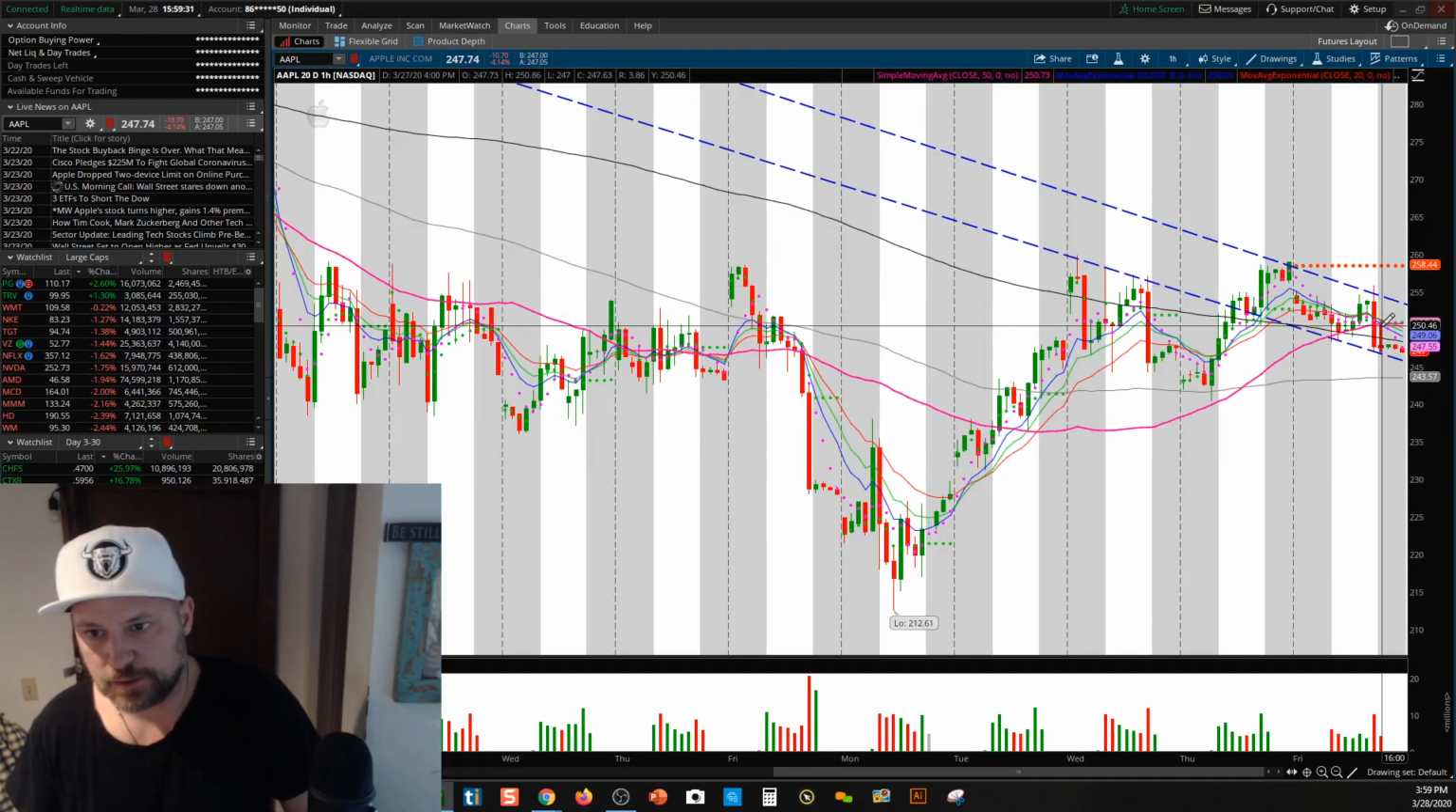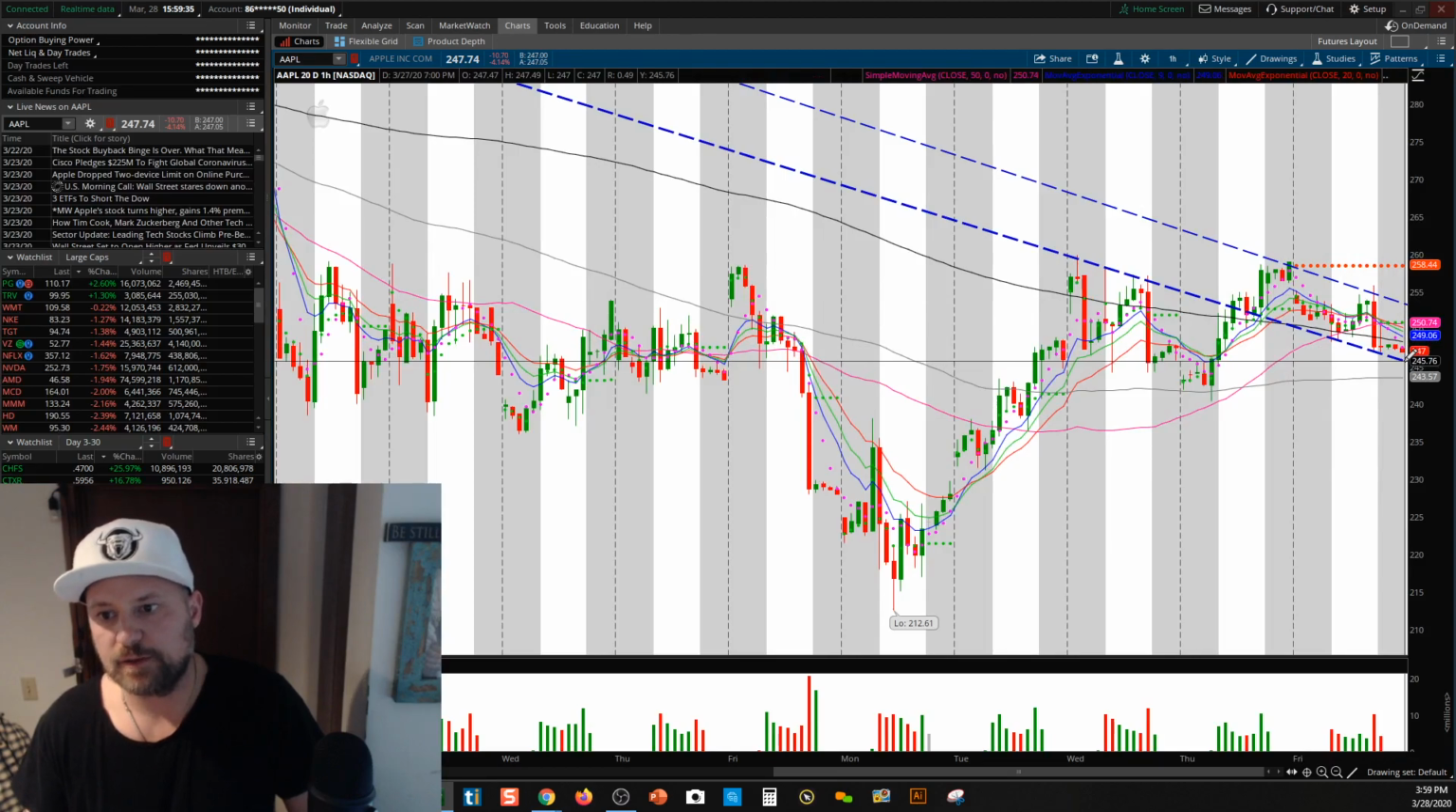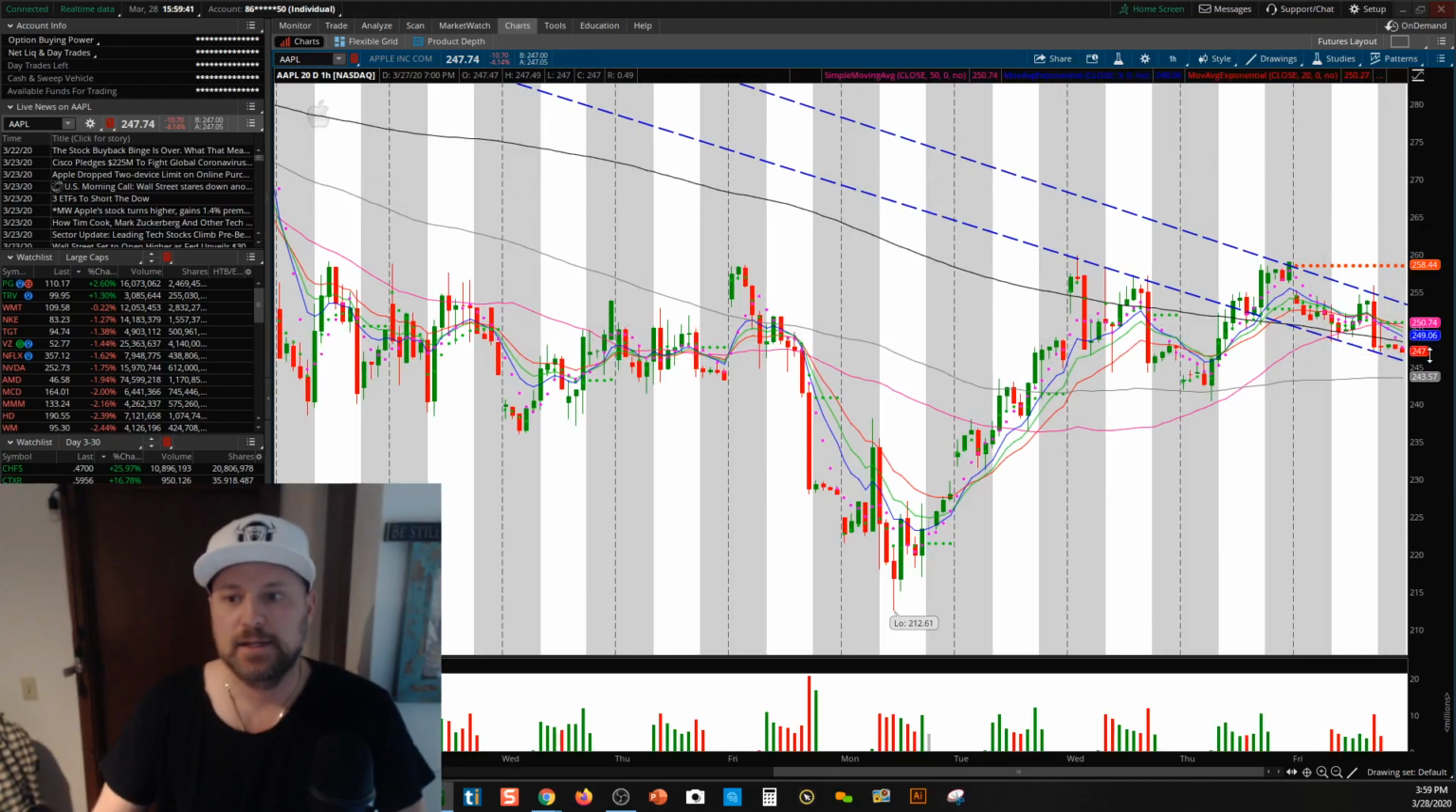Another kind of down channel. You can see right here, moving average lines are bearish. Right here, seeing if it can fail the support level, kind of come down, support right down in these areas. Again, when I put these on, maybe it moves down a couple bucks, and then it bounces back up again, right?